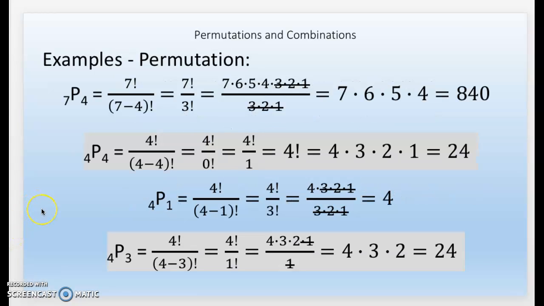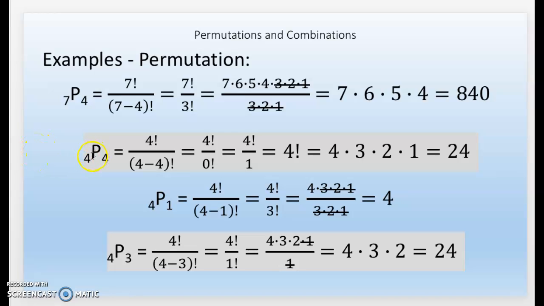Guys, these are a bunch of examples. I want you to look at all of them. This top example: from 7, pick 4. We end up with the first 4 numbers in the 7 factorial sequence, 7, 6, 5, 4, because the 3, 2, 1 cancels out.